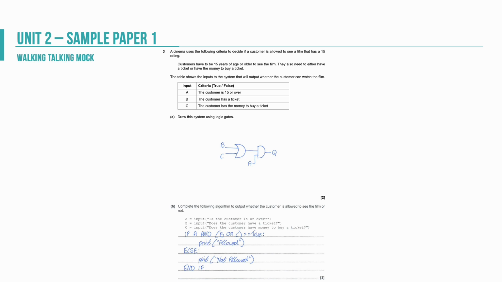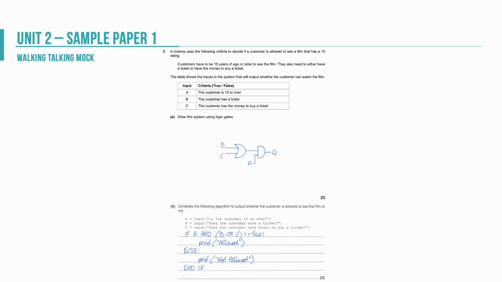So we're going to have B and C going into an OR gate. That means that the customer has got the money to buy a ticket, or they have a ticket already. We're then going to put that output through an AND gate with A, which is the customer 15 years of age or over, and that's going to give our output, and we normally label our output Q, but you don't necessarily need that part in there. 2 marks there for getting your right shapes and your right layout of your logic gates.